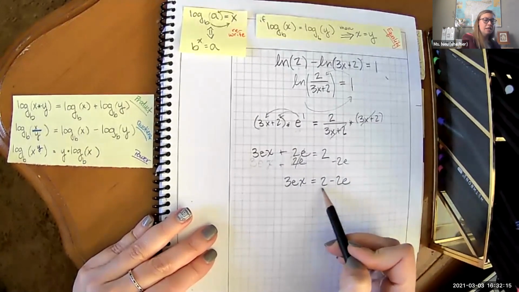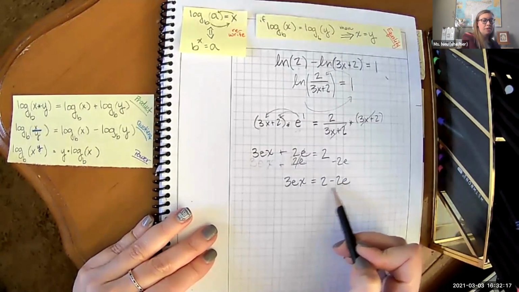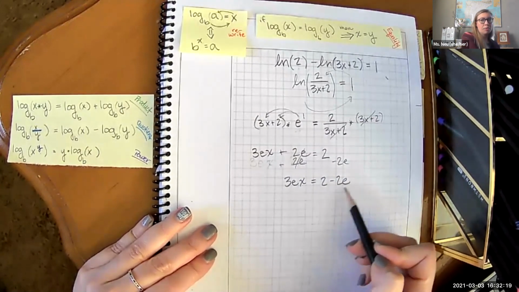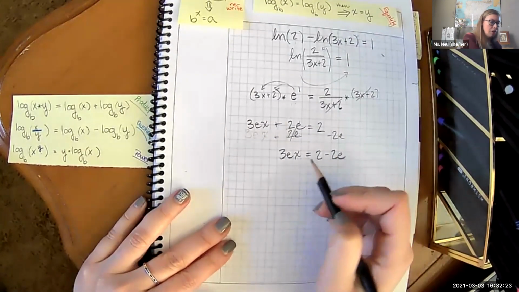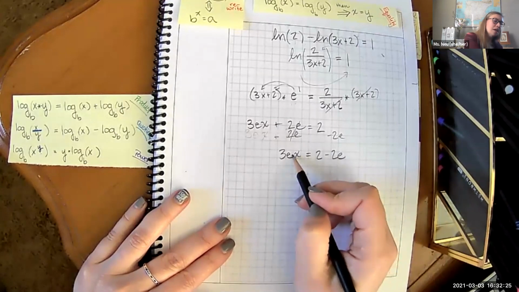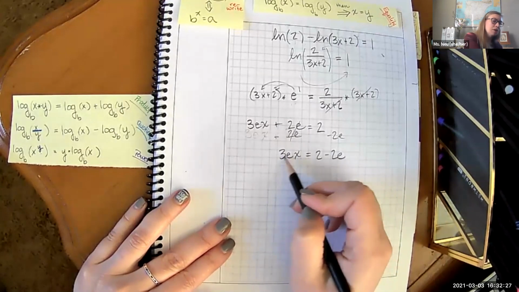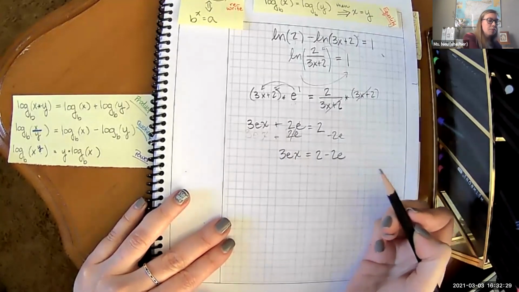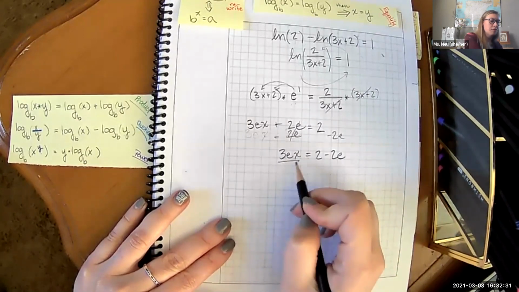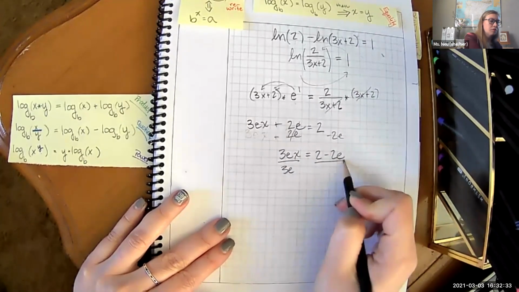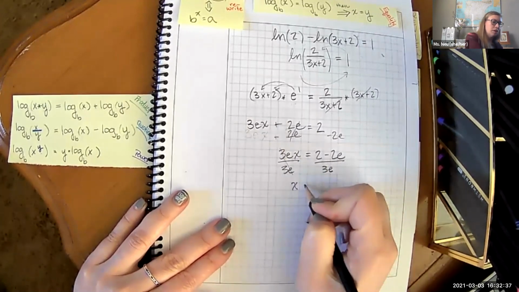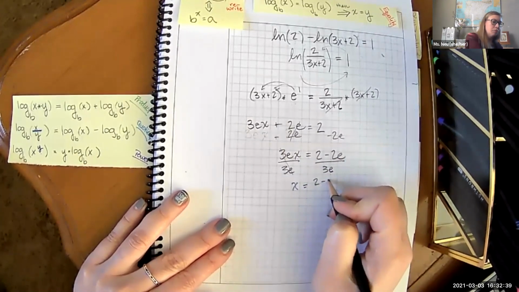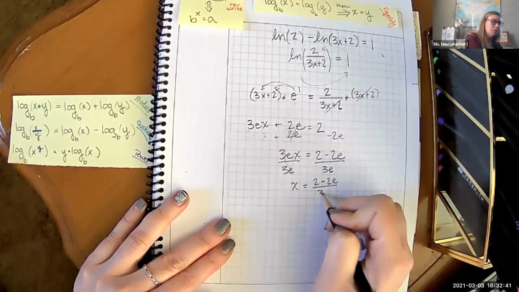And again, these are just numbers. You could type this into your calculator and get a decimal, but we're just going to leave it as e's. Just remember, it's just some crazy number. So now, whenever I have x times some crazy number like 3e, I'm only one step away from getting x by itself. And x equals 2 minus 2e over 3e.